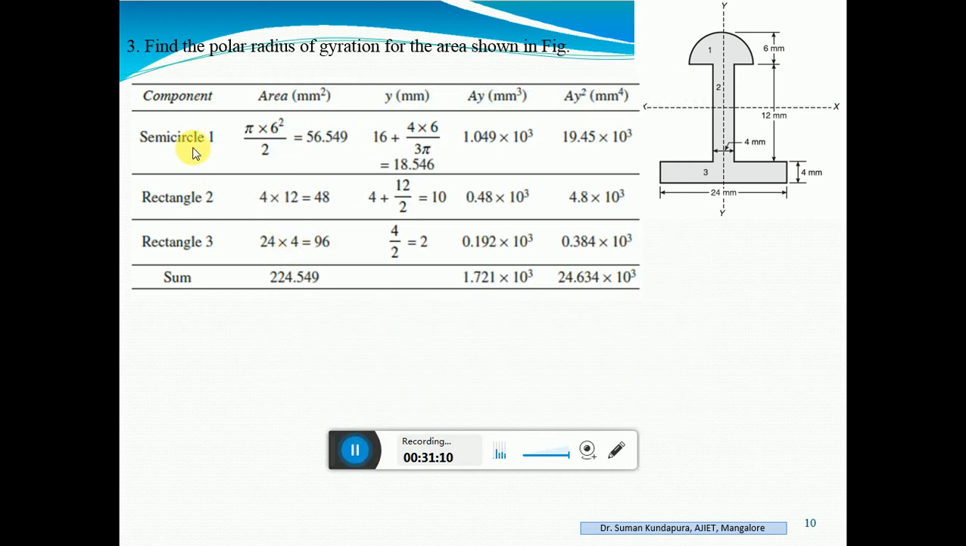So write the components, that is semicircle, this is 1, then the rectangle 2, another rectangle, that is 3. Write the area of the semicircle, pi r squared by 2, r is 6 mm, so pi times 6 squared divided by 2, you got the area of the semicircle. Next is the rectangle, 12 into 4, that is 4 into 12, 48. Third rectangle is 4 into 24, 96. Find out the summation of the area.